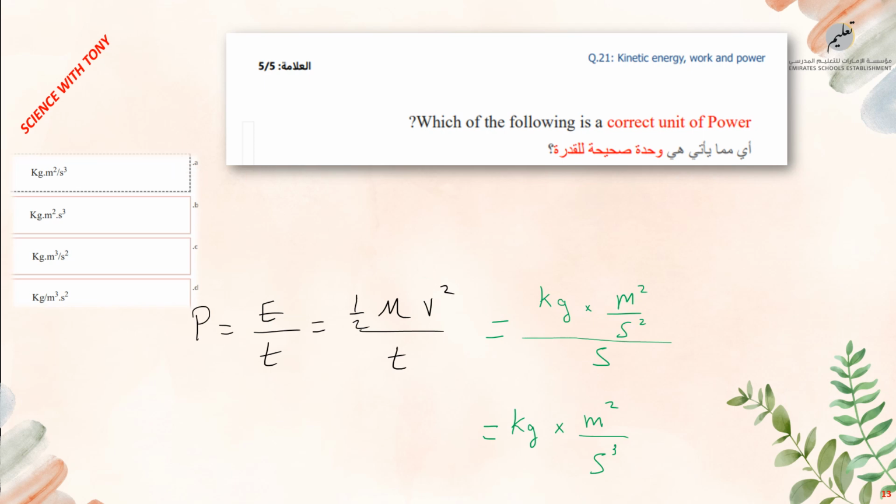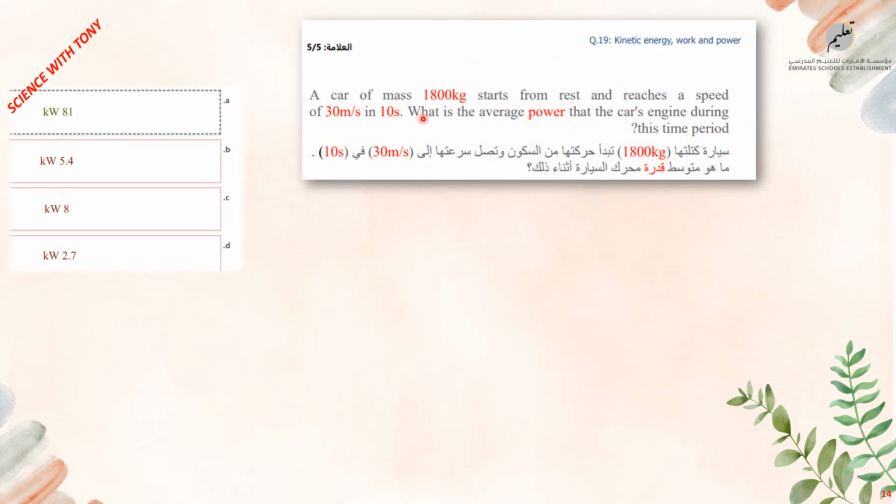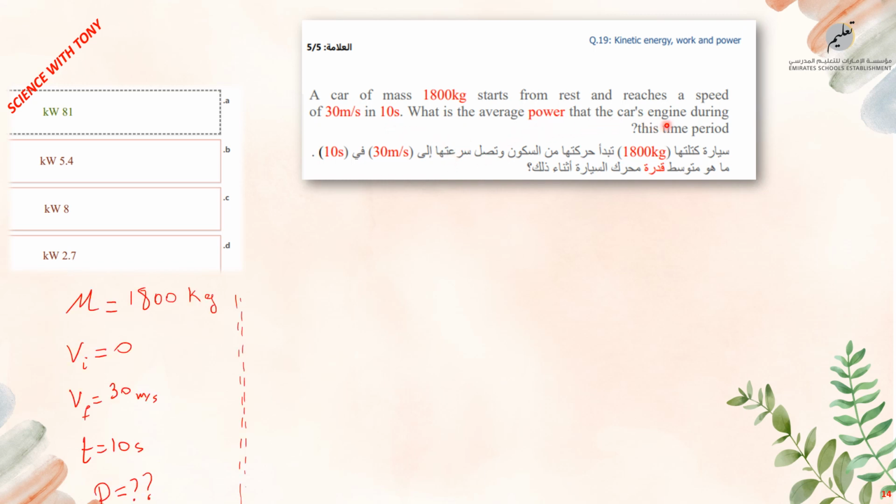With the next question now. A car of mass 1,800 kg starts from rest and reaches a speed of 30 meters per second in 10 seconds. What's the power of the car's engine during this period? We have the mass, and starting from rest means the initial velocity is equal to 0, and the final velocity is equal to 30 meters per second during a time of 10 seconds. So what's the power in that case?